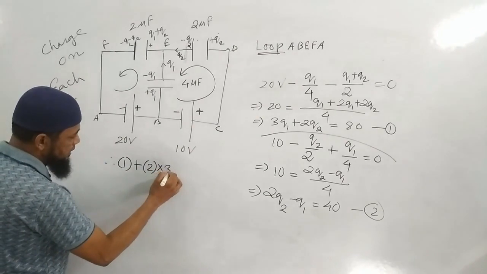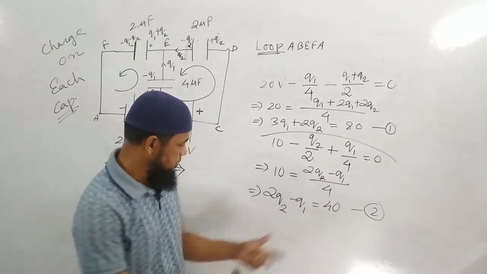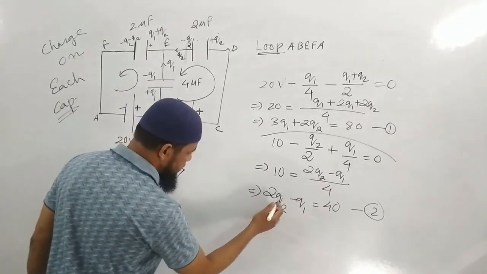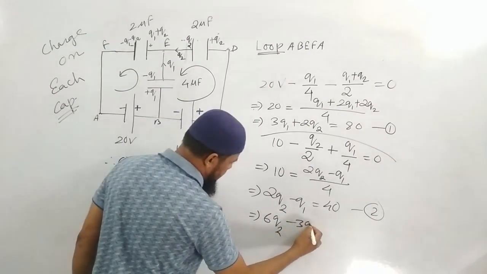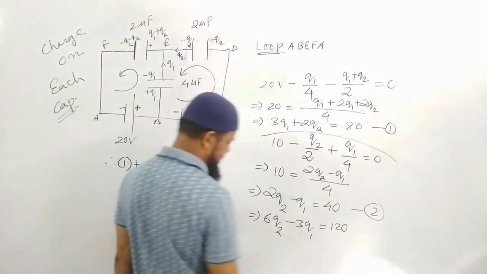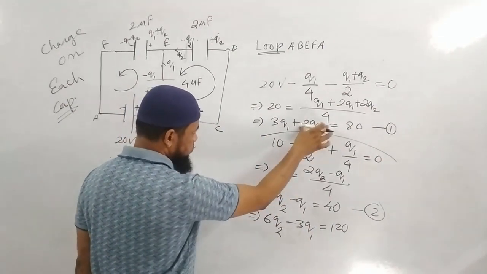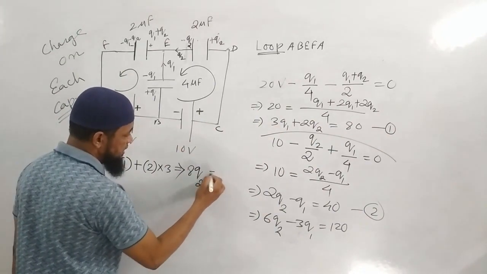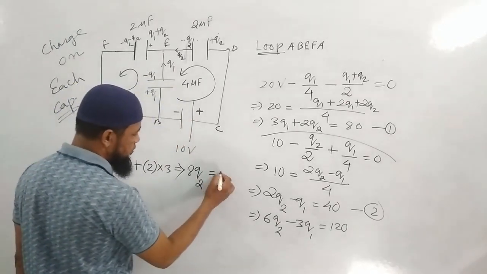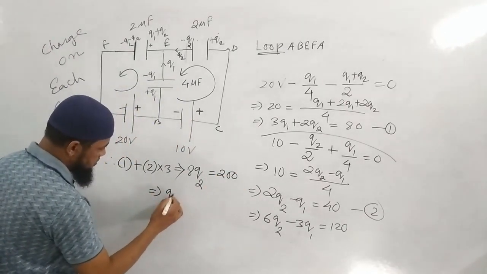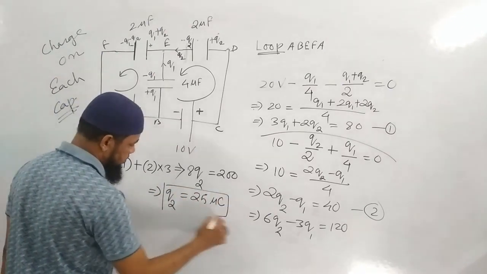Equation 1 plus equation 2 multiplied by 3. If I multiply this equation by 3, how much will I get? 6Q2 minus 3Q1 is equal to 120. Then what will happen? 3Q1 minus 3Q1, when we add, they will cancel. 6Q2 plus 2Q2 will give us 8Q2, and 80 plus 120 will give you 200. So Q2 is nothing but 25 microcoulomb.